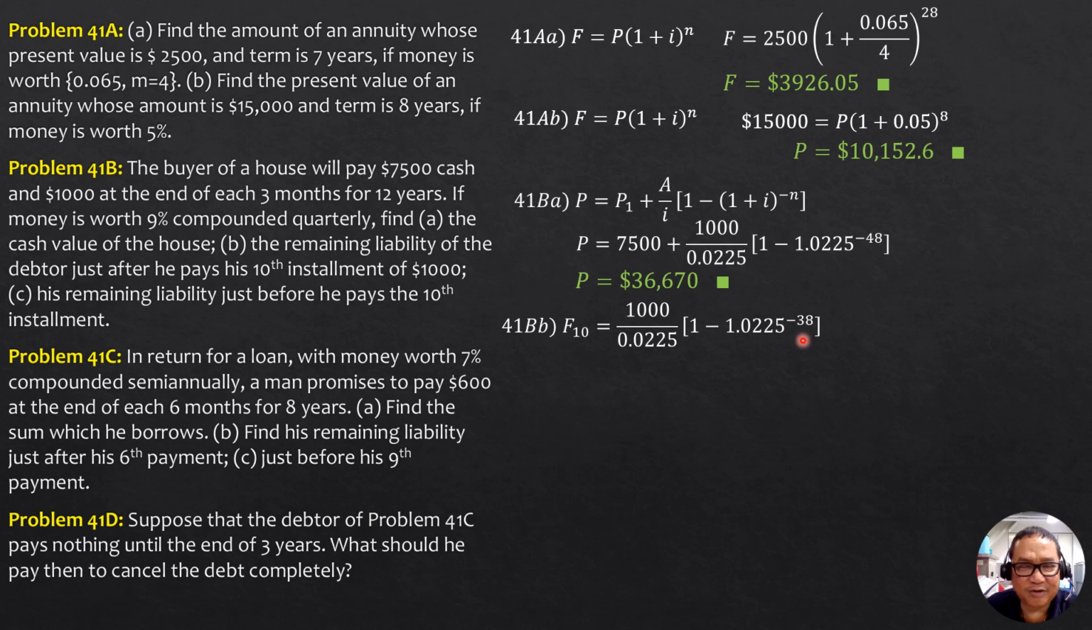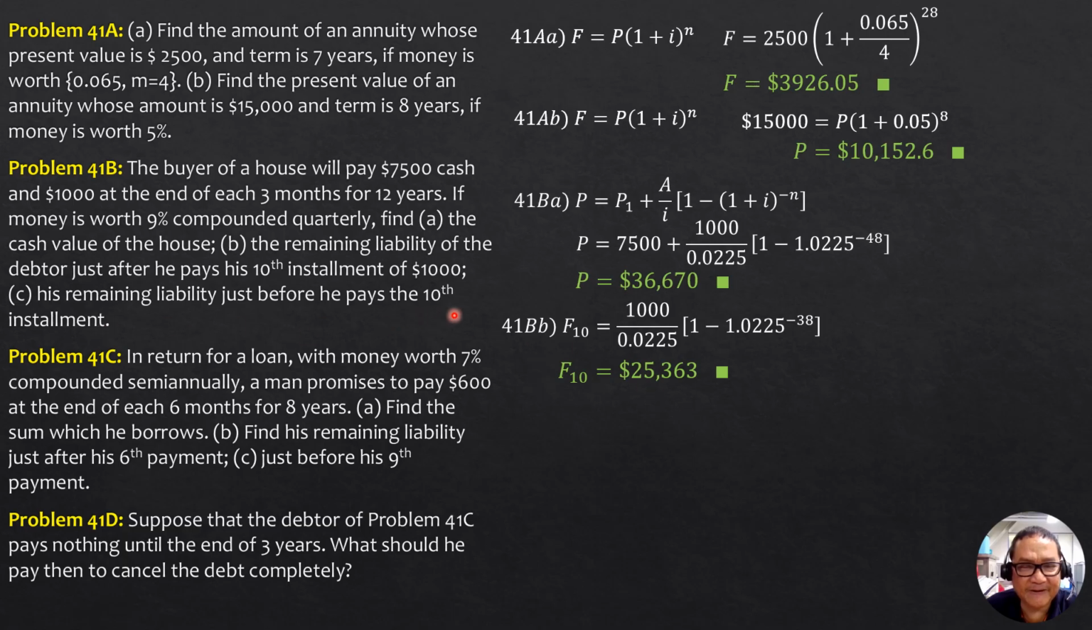So I hope that you understood that. That's the worth of the 11th up to the 40th payments, and it is the present worth of an ordinary annuity. So you may draw the cash flow diagram. So F10 is equal to $25,363. Then his remaining liability before he pays the 10th installment.